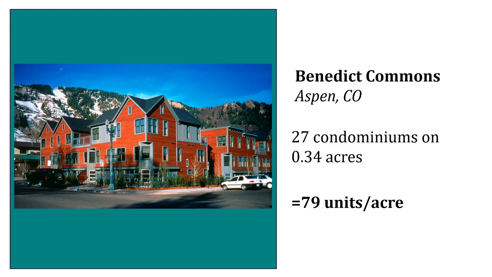Last, an example from outside of Tahoe shows higher density housing. 27 housing units on about a 1/3 acre lot, equaling 79 units per acre. As you can see in all of these examples, the density is dictated by the size of the lot. So, even if there are only 2 units on a lot, the density can be quite high if the parcel size is small.